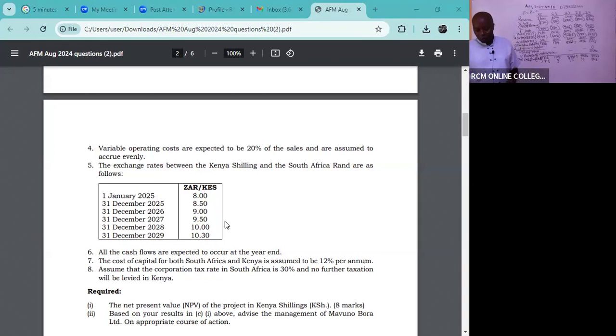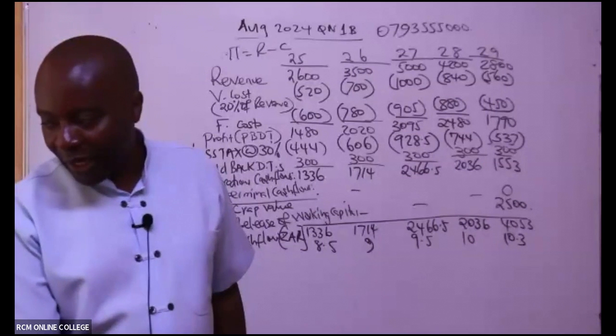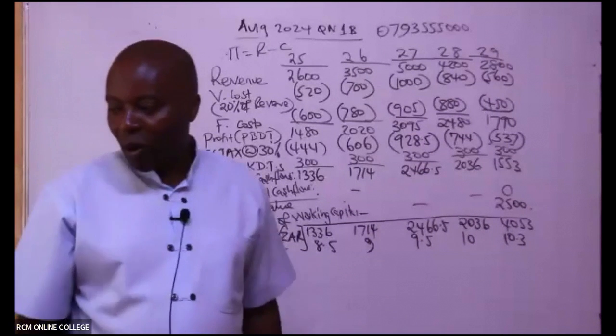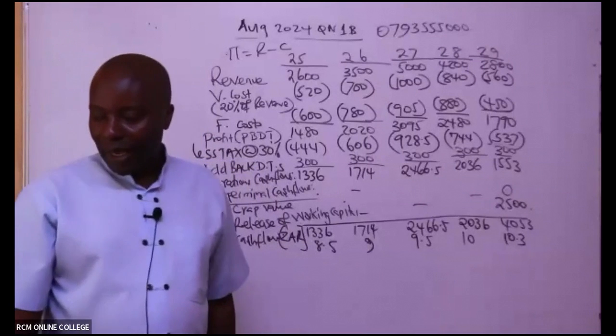The question is, to change these South African rands to Kenya shillings, am I going to multiply these rates with the cash flows given, or do I divide?